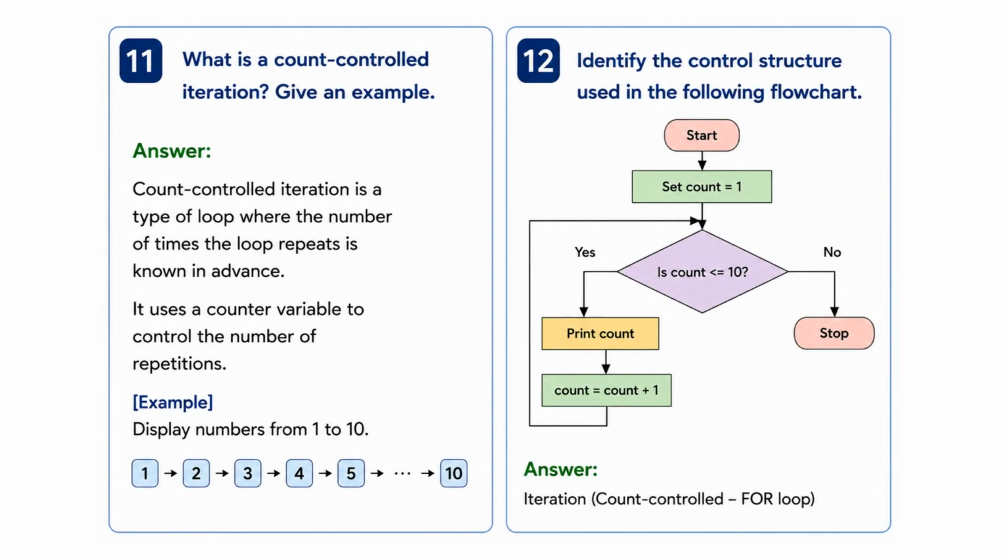Question 11 asks, what is a count-controlled iteration? A count-controlled iteration is a loop where the number of repetitions is known before the loop starts. A counter variable controls how many times the loop repeats. For example, displaying numbers from 1 to 10 uses a known number of repetitions.